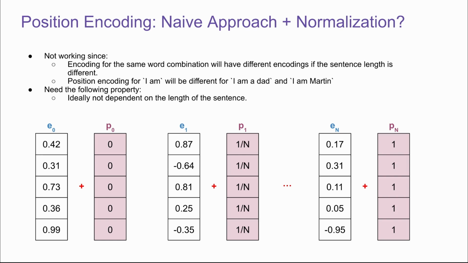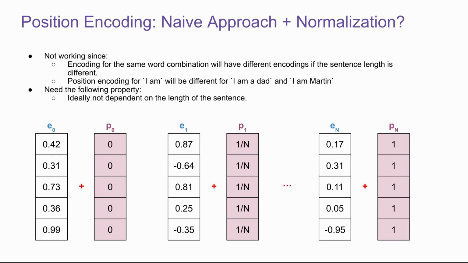Here's an example. There are two sentences. "I am a dad", which is 4 words long, and "I am Martin", which is 3 words long. In these two sentences, the sub-sentence "I am" will have different position encodings, and we don't want that. Ideally we want them to be the same. So we need another property: the encoding ideally should not depend on the length of the sentence.